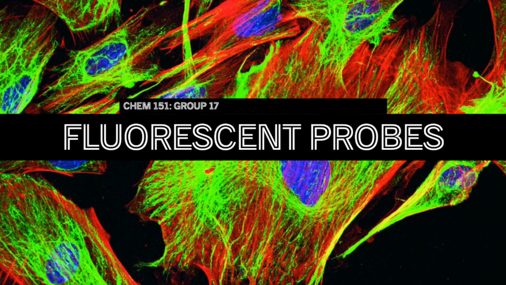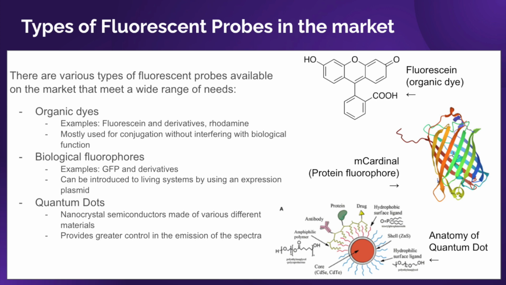We're Group 17 and our topic is on fluorescent probes. We'll first talk about the types of fluorescent probes in the market. There are various types available that meet a wide range of needs such as organic dyes, biological fluorophores, and quantum dots.